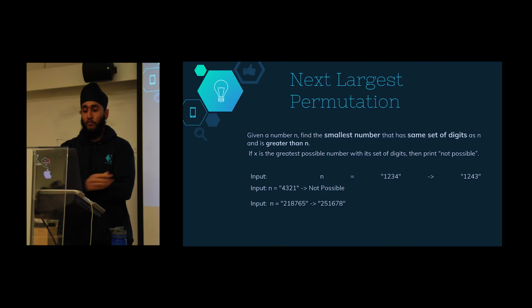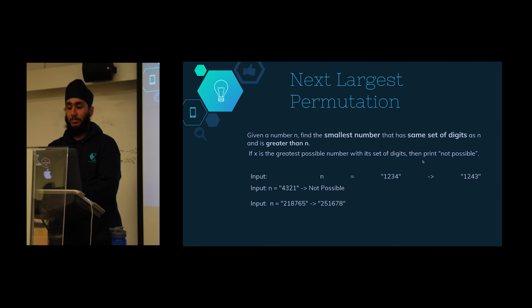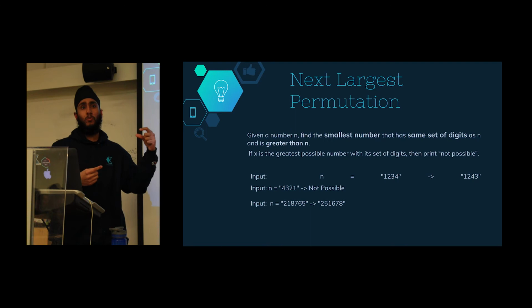So if your number is 1, 2, 3, 4, I want to find the number with the same set of digits that is the smallest number greater than 1, 2, 3, 4. What are some properties of this number? If you go from the right to the left, all these numbers are decreasing: from your right, 4, 3, 2, 1.